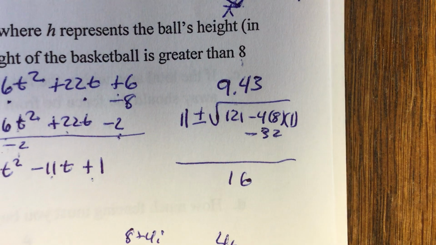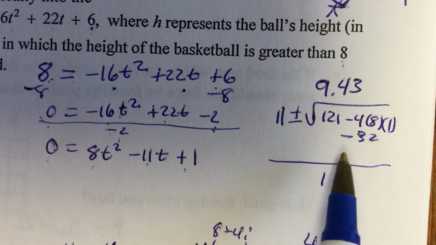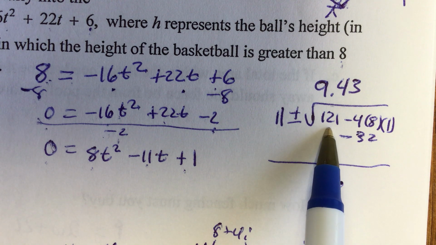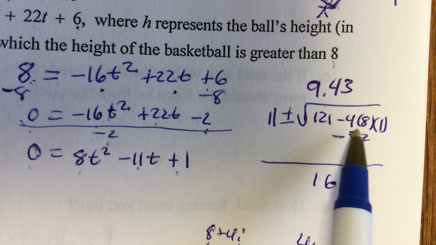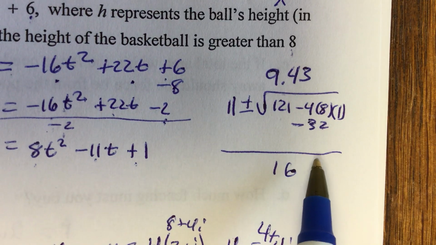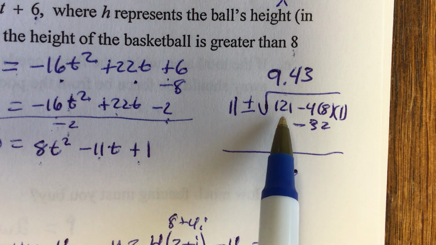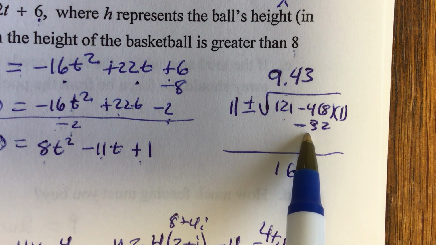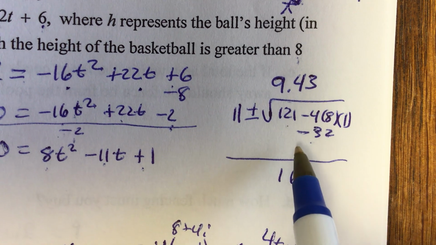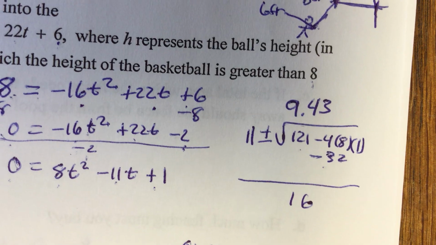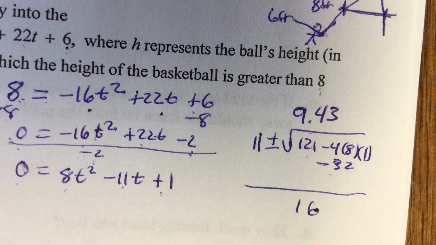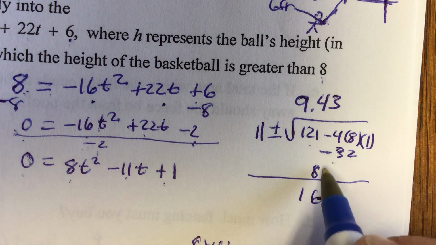At that point, I use the quadratic formula. Opposite of b, so this is my b value. Opposite is 11, plus or minus the square root of 11 squared, that's 121, minus 4 times a, that's the 8, times c, that's the 1. Then I multiply those out. That's going to be 121 minus 32. I take the square root of that. 121 minus 32, let me do that off here to the side, that's 89.